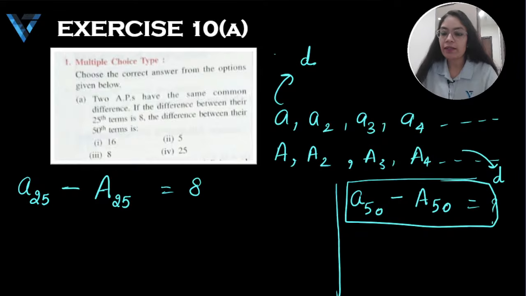Is this question clear to everyone? Okay, is the given question clear? Two sequences are there. In these two sequences, the common difference is the same. The given thing is that the difference between the 25th terms is 8, and we have to find the difference between their 50th terms. Is the question clear to everyone?